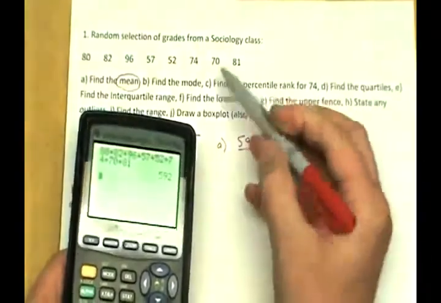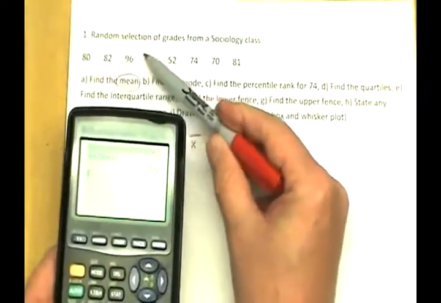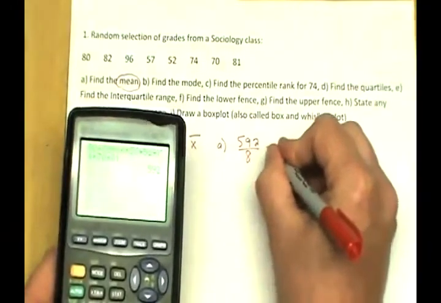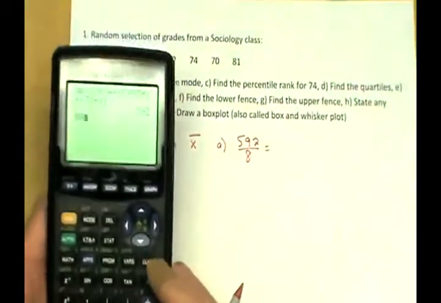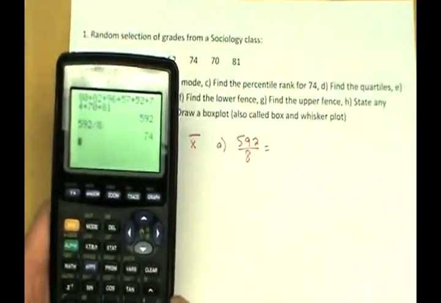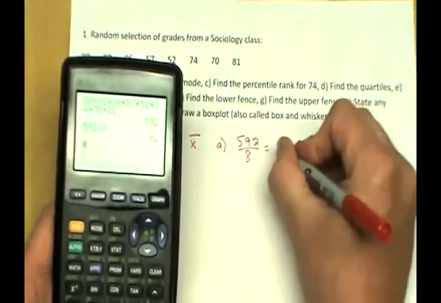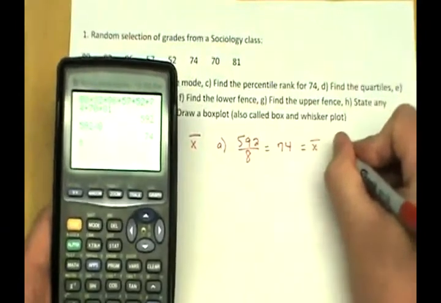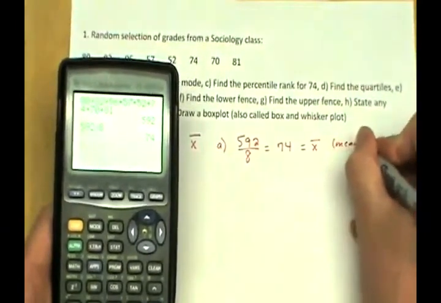And we're going to divide that by the number of data that we have here. 1, 2, 3, 4, 5, 6, 7, 8. So we're going to divide that by 8. 592 divided by 8 is going to give us back 74 right on the button. So that's the mean. That's equal to x bar, another name for mean.